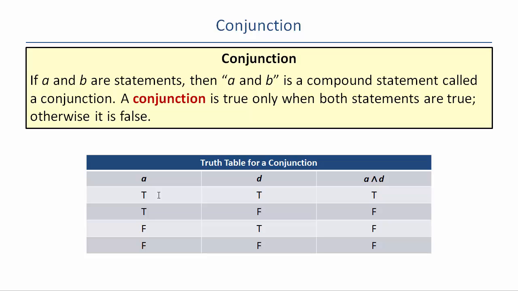Let's say you had to mow the lawn and take out the trash to get your allowance. Well, if you mowed the lawn and took out the trash, right? So if both of those things were true, you would get your allowance. But what if you mowed the lawn but didn't take out the trash? Are they still going to give you your allowance? No. If you took out the trash but didn't mow the lawn, you're also not going to get your allowance.